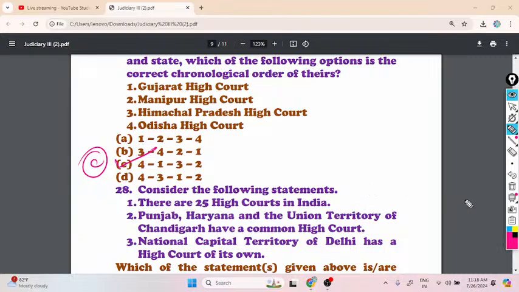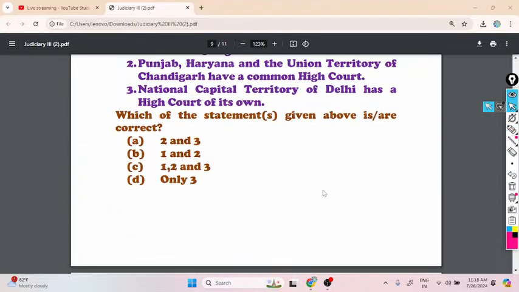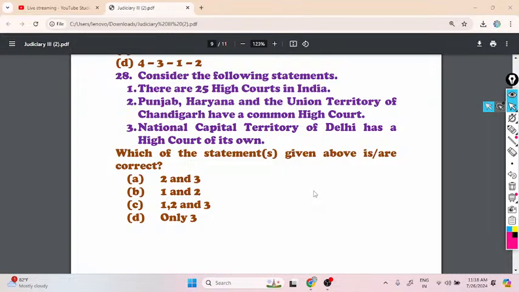Consider the following statements. There are 25 high courts in India at present. Although we have 28 states and certain union territories that have their own high courts, like Jammu and Kashmir and Delhi, you can say 28 states and 2 union territories, but out of these only 25 high courts exist because there are common high courts.